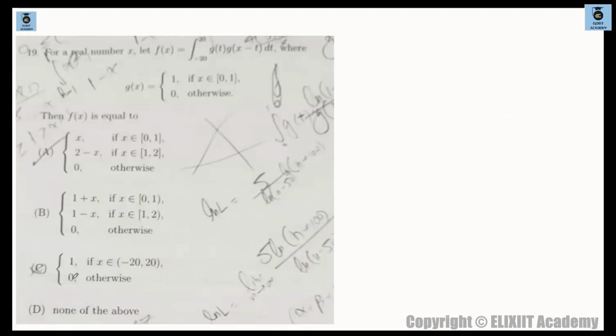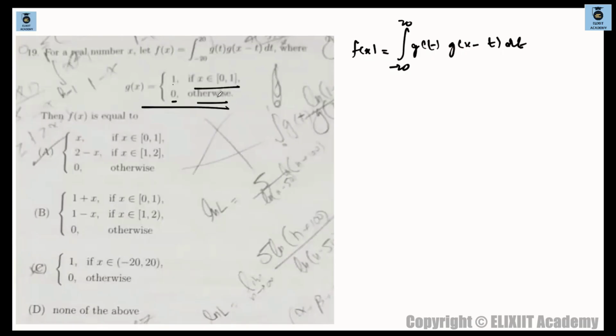Okay, next we have this question which says that for a real number x, let f(x) be given as minus the integral from minus 20 to plus 20 of g(t) g(x minus t) dt. And g(x) is given to be 1 if x belongs to 0 to 1, and 0 in the remaining cases.